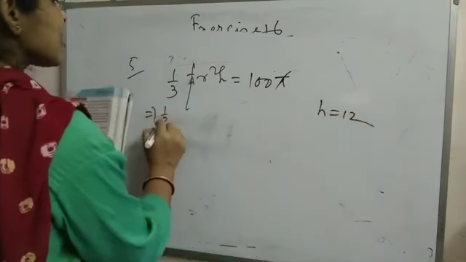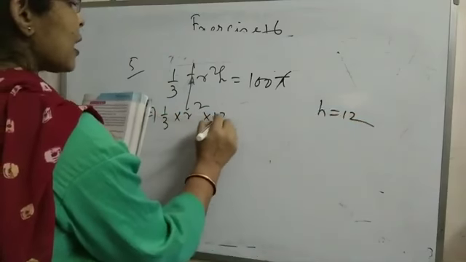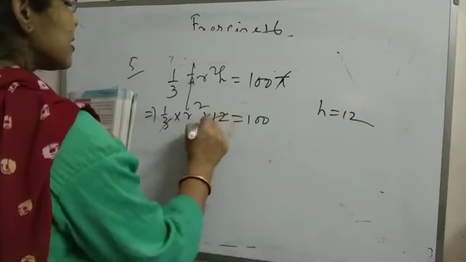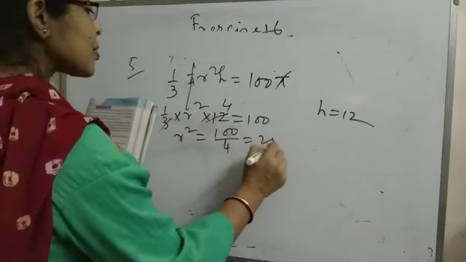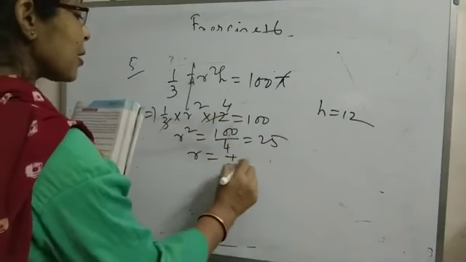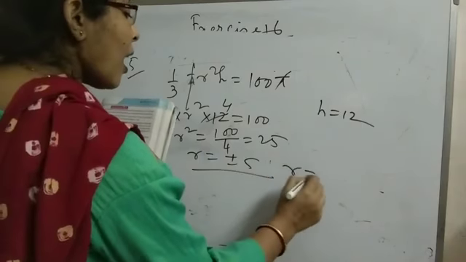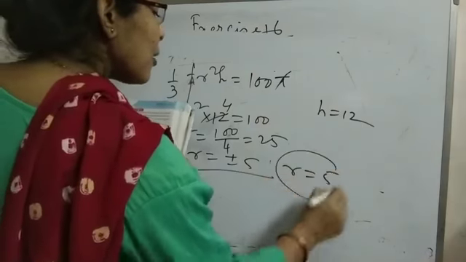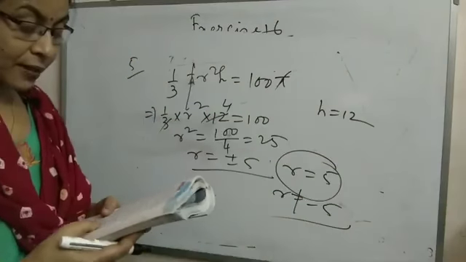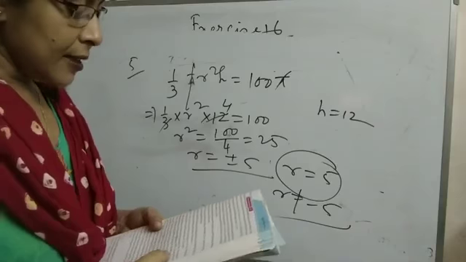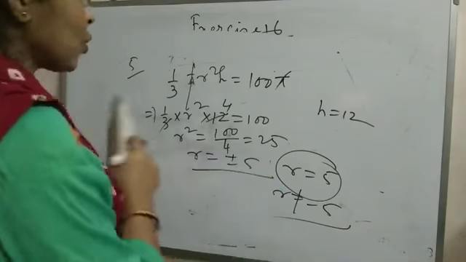So I can write 1/3 r² into 12 equal to 100. This is 4, that is r² equal to 100 by 4, that is 25, that is r equal to plus minus 5. I take r equal to 5 and r not equal to minus 5 by the same reason, and calculate slant height of the cone.